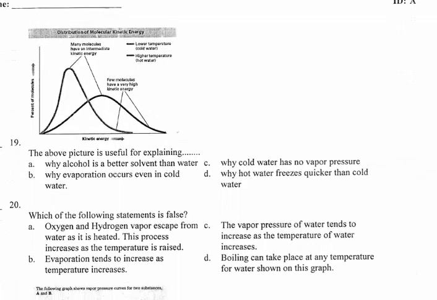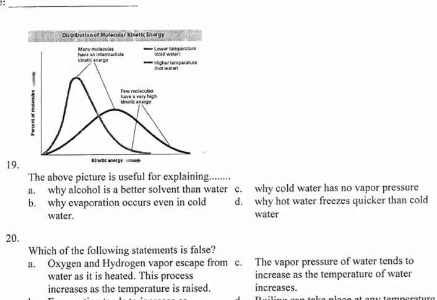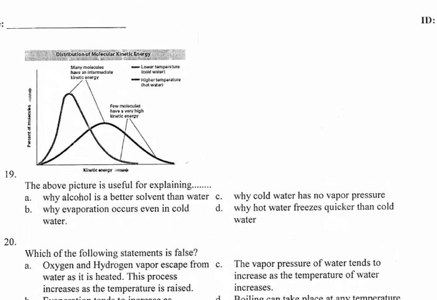All right, now this picture is explaining what? Why alcohol is a better solvent? No, it has nothing to do with solvents. That means dissolving things. Why vapor pressure occurs, why evaporation occurs even in cold water. Maybe that one. Why cold water has no vapor pressure. That's actually false. And why hot water freezes, that's probably false too. The answer is going to be B. So let me just explain that to you.